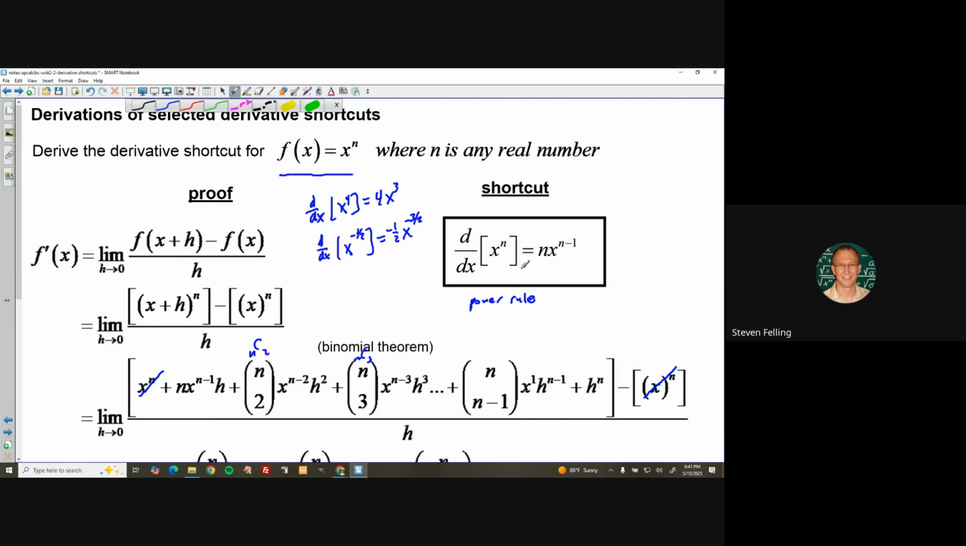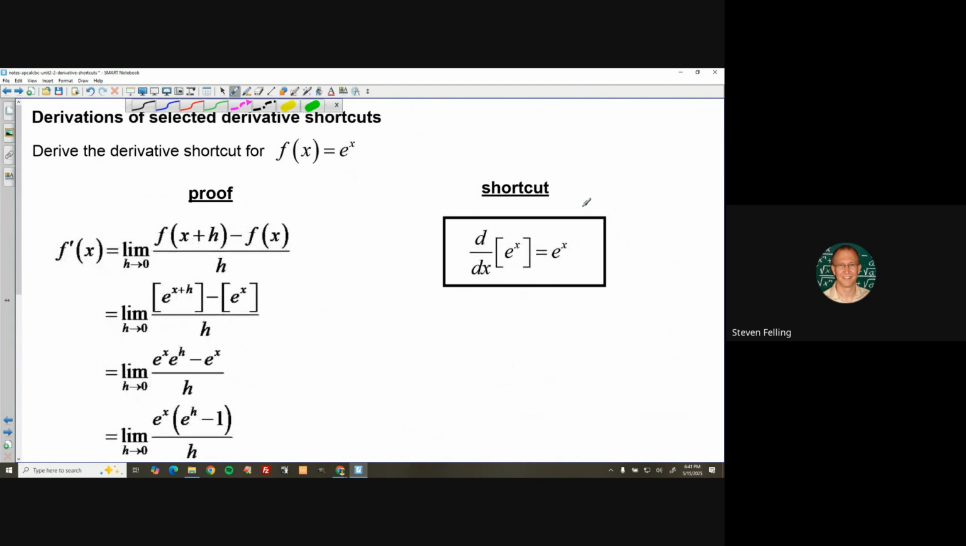So that's called the power rule sometimes, and that's the second of our shortcuts. The derivative of a constant is 0, and the derivative of x to the n is n times x to the n minus 1. We will eventually memorize all of these things, so get used to the idea that you'll have to memorize them.